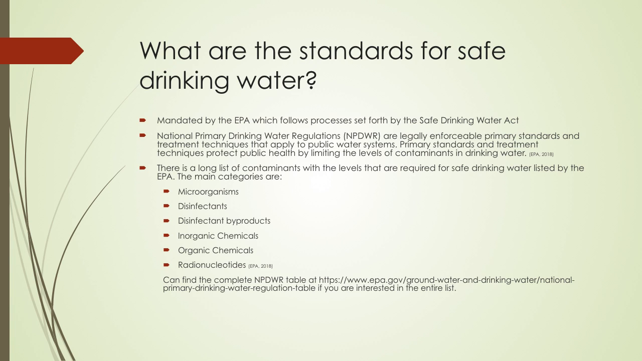The National Primary Drinking Water Regulations are legally enforceable primary standards and treatment techniques that apply to public water systems. Primary standards and treatment techniques protect public health by limiting the levels of contaminants in drinking water. There is a long list of contaminants with the levels that are required for safe drinking water listed by the EPA, but the main categories are microorganisms, disinfectants, disinfectant byproducts, inorganic chemicals, organic chemicals, and radionuclides. You can find the complete NPDWR table at the link that I've listed on this slide.